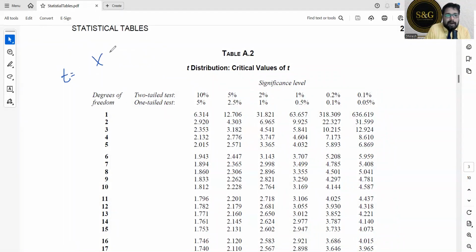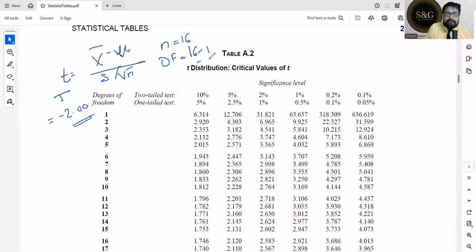The formula was x bar minus mu divided by s over square root of n. When we put all the values, we got minus 2.00. The t value was minus 2.00, and n is equal to 16, correct? So what is the degree of freedom? df is equal to 16 minus 1 is equal to 15, right? So here is the degree of freedom, 15. From 15, we will go on this horizontal line and find this minus 2.0, but there is no minus value.